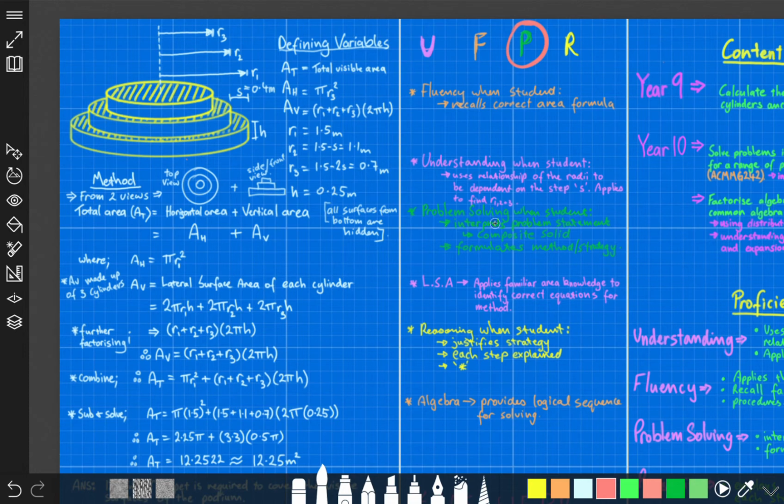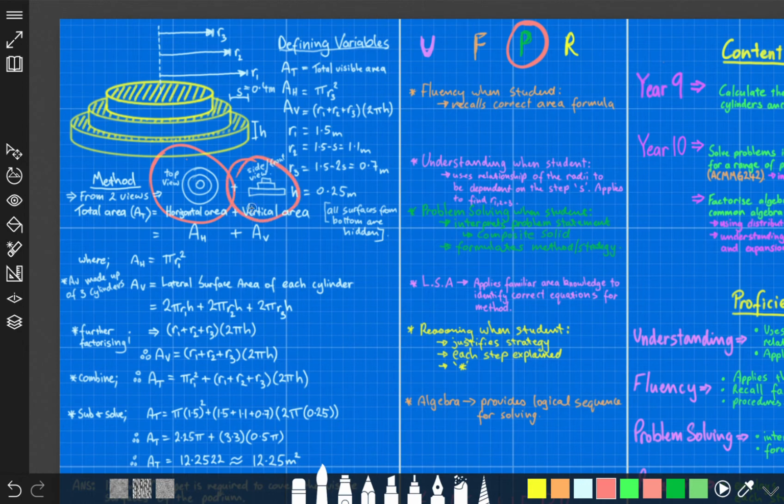So problem solving here, it's demonstrated when they interpret the problem statement and they know, okay, it's a composite solid, and they formulate a method or strategy. In this solution, the student, i.e. me, has said, okay, we got a top view. If we think of it in these terms, a top view looking down, it's pretty much just the radius of the biggest circle and find the area of that.